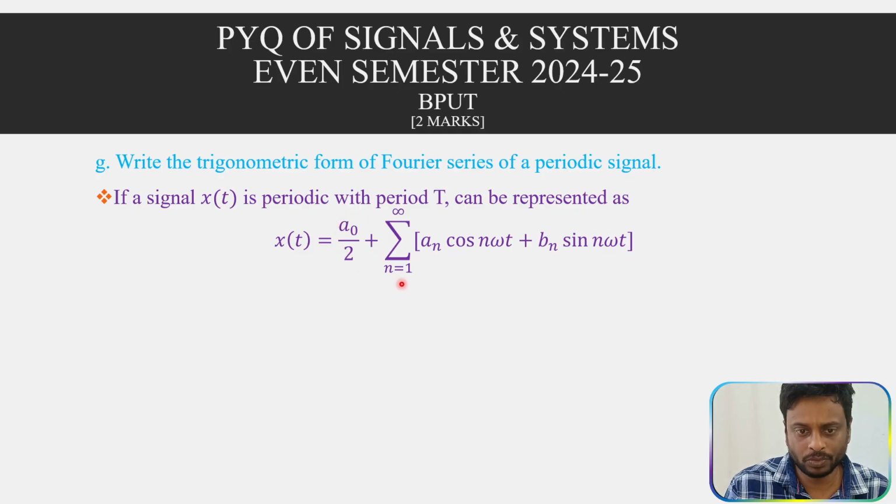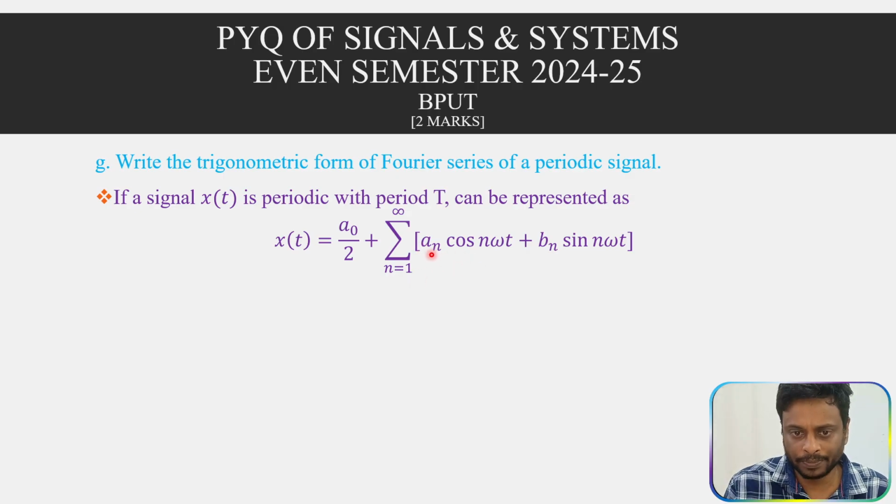So a0 by 2 plus the summation of n from 1 to infinity of an cos n omega t plus bn sin n omega t. You can see any periodic continuous time signal can be represented by the sum of cosine and sine harmonics. So what is a0 over here? a0 is the DC component. It will give the average value of the signal over the time period T.